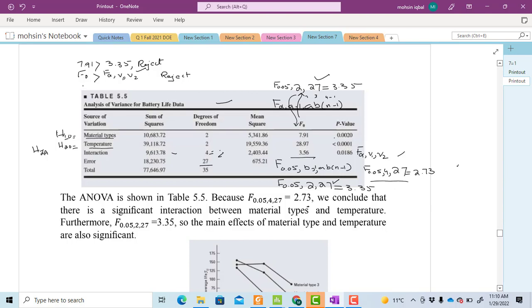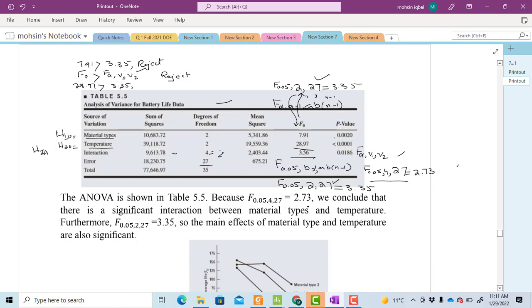Then we will again use the same for temperature. So the F naught value for the temperature is 28.97. You can look from the table. So we will write that 28.97 is greater than 3.35. Again you will write we reject the null hypothesis as our F naught value is greater than the F distribution value 3.35, and it is found that there is a significantly different effect of temperature levels on the battery life.